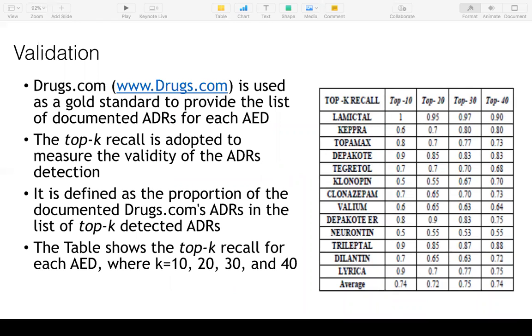In order to evaluate the validity of the proposed method, we used drugs.com as a gold standard to provide the list of documented ADRs for each antiepileptic drug. The top K recall is adapted to measure the validity of the ADR detection. It is defined as the proportion of the documented drugs.com ADRs in the list of top K detected ADRs. The table on the right shows the top K recall for each antiepileptic drug, where K equals 10, 20, 30, and 40 in the last column.